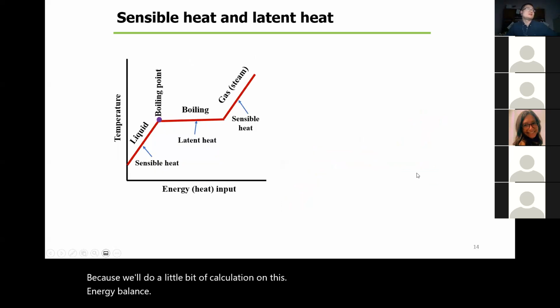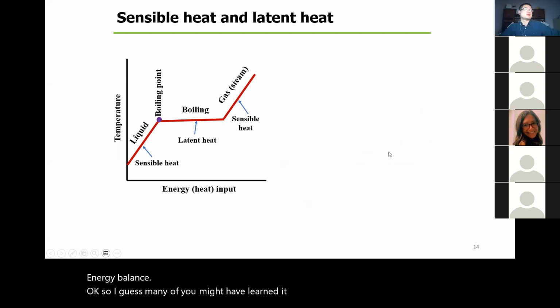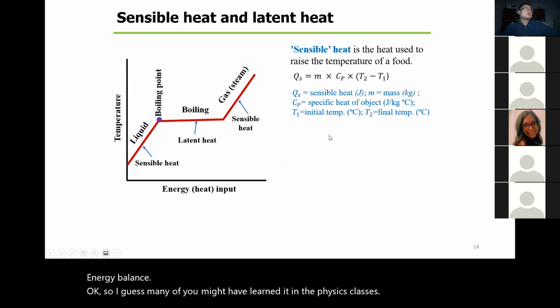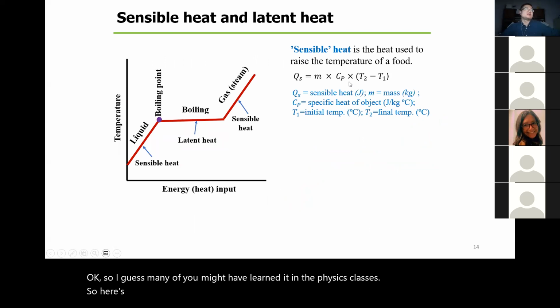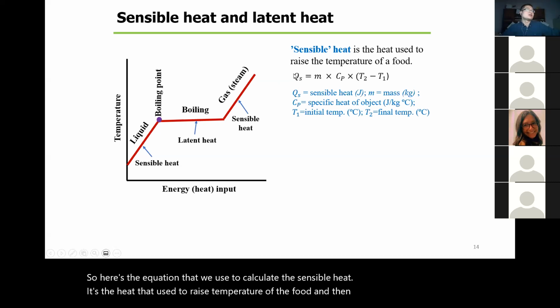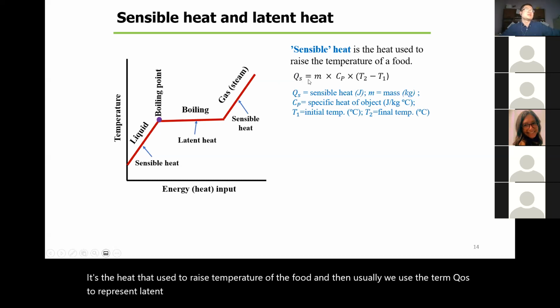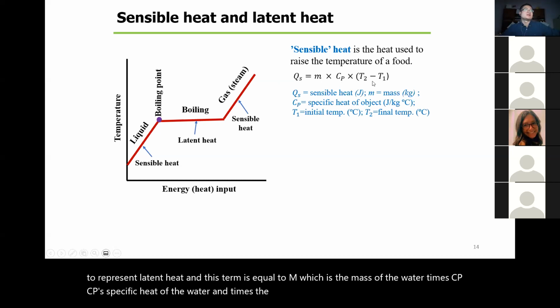Okay, so I guess many of you might have learned it in physics classes. Here's the equation that we use to calculate the sensible heat. It's the heat used to raise the temperature of the food. Usually we use the term QS to represent sensible heat, and this term is equal to M, which is the mass of the water, times Cp, the specific heat of the water, times the temperature difference. So basically T2 is the final temperature and T1 is the initial temperature.